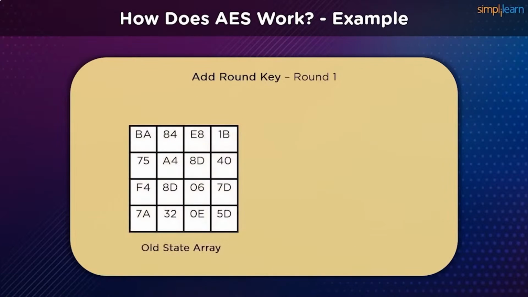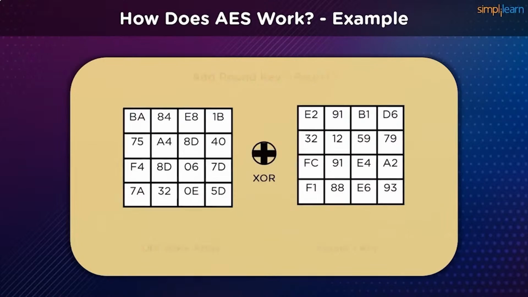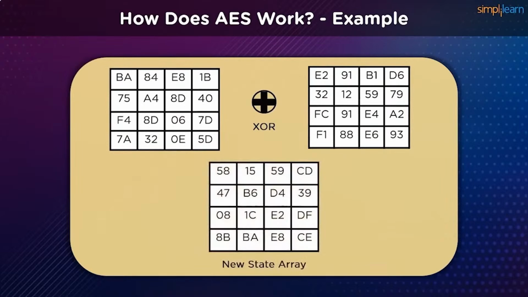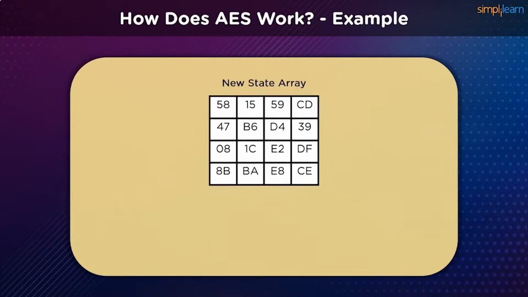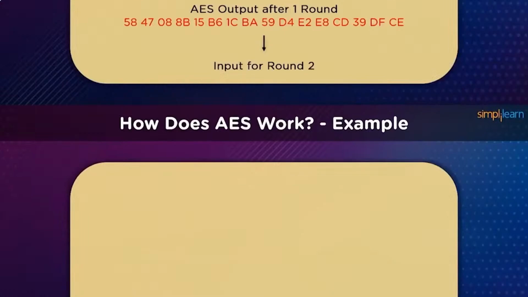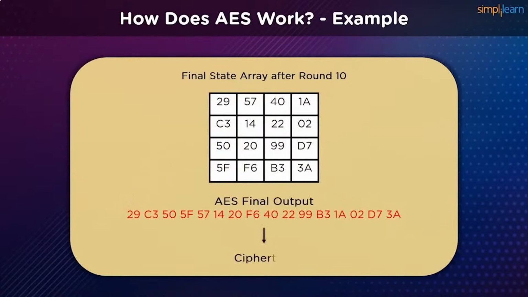We add the new state array as an XOR with the round key of the particular iteration. Whatever state array we receive here becomes the output for this particular round. Now, since this is the first round of the entire encryption process, the state array that we receive is passed off as an input to the next round. We repeat this process for 10 more rounds and we finally receive a ciphertext. Once the final state array is denoted in hexadecimal format, this becomes our final ciphertext that we can use for transferring information from the sender to the receiver.